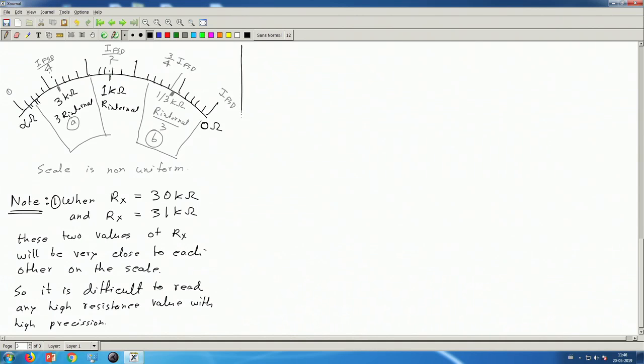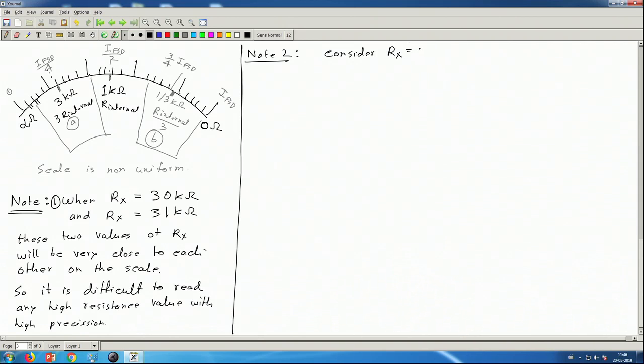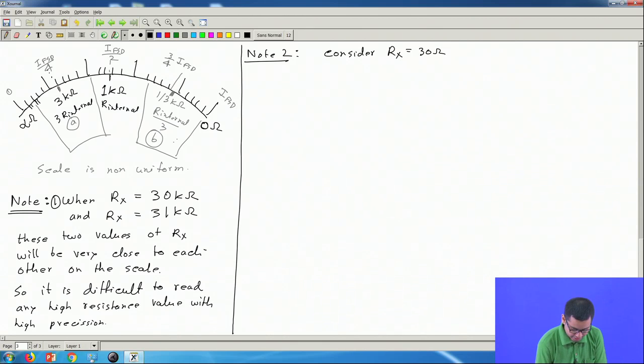Now similarly, another note, note 2. Consider low value of resistance, very low value of resistance. Consider Rx equal to, so this point is around 300 ohm. So let's consider something like Rx equal to 30 ohm, and what will happen? The pointer will be somewhere here, almost close to 0.